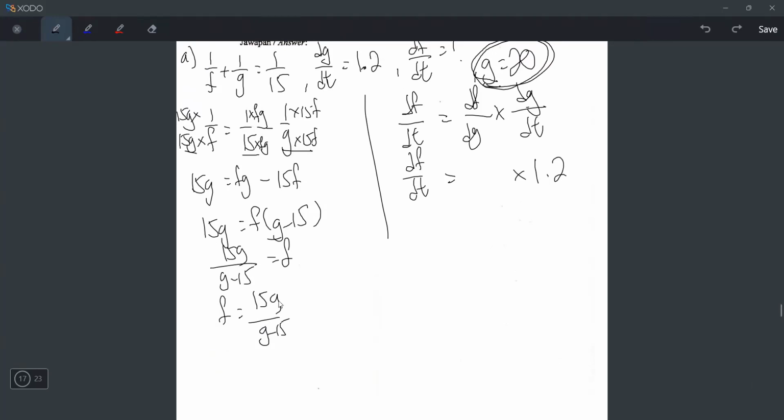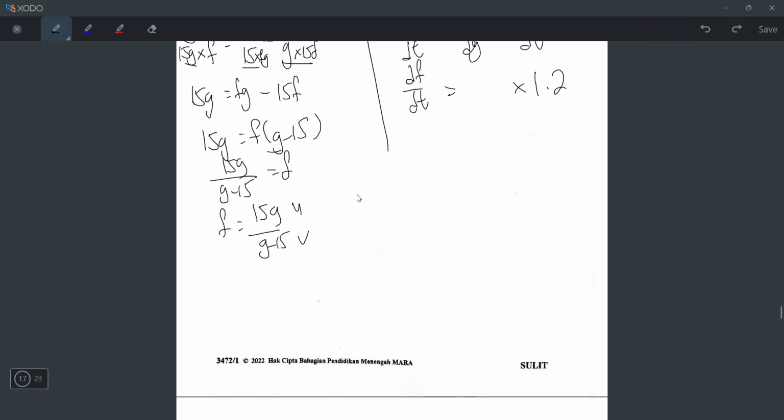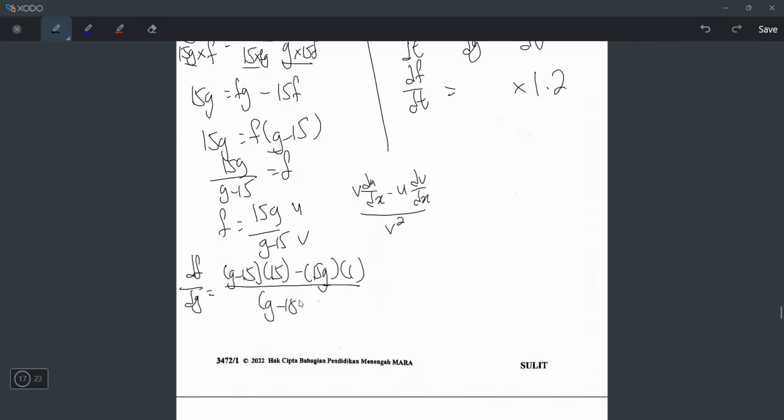It means there's only one choice, the UV method. And which UV method will you use? The formula is (sin V differentiate U minus sin U differentiate V) over V squared. So df/dg equals what? Sin V differentiate U, so sin U, g minus 15. Differentiate U, you will end up with 15. Minus sin U, 15g. Differentiate V, you will end up with 1. Over V squared, which is (g minus 15) squared.